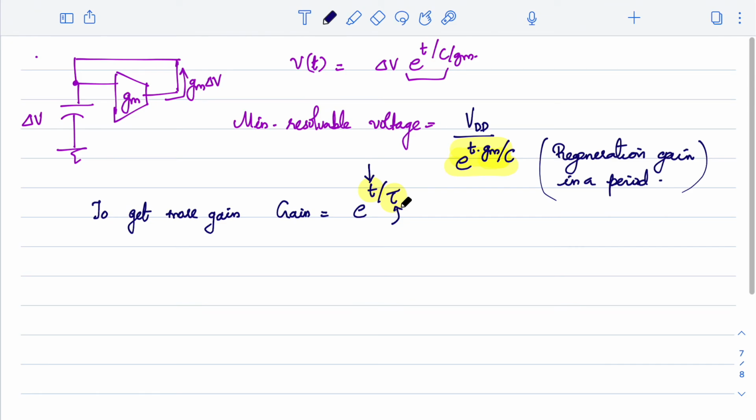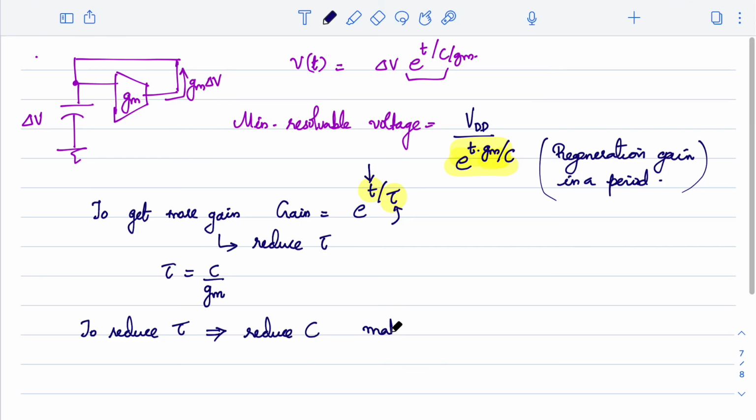So to get more gain, we can reduce tau. How can I reduce tau? What is tau in this case? Tau is C divided by Gm. So if I want to reduce tau, what should I do? It is obvious from the relation: reduce C, or in fact, make C as small as possible.